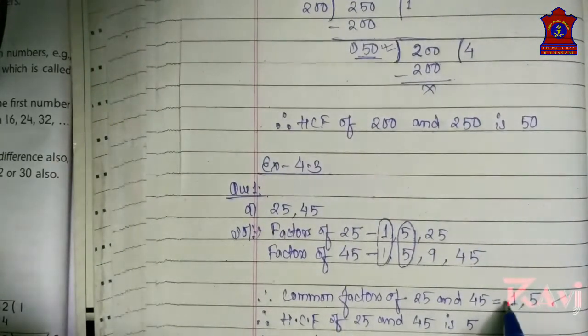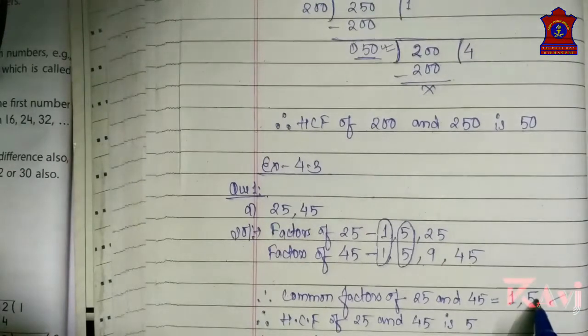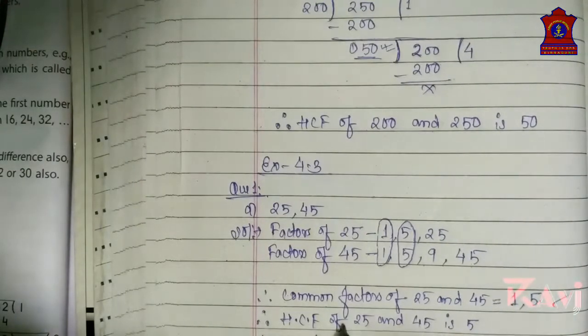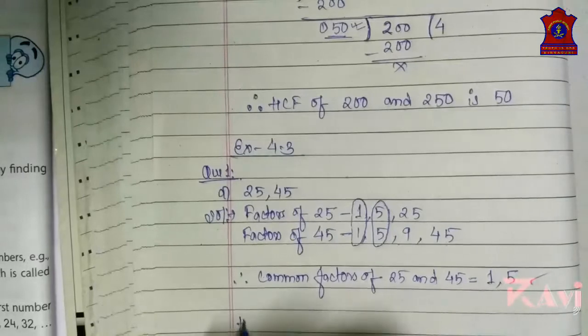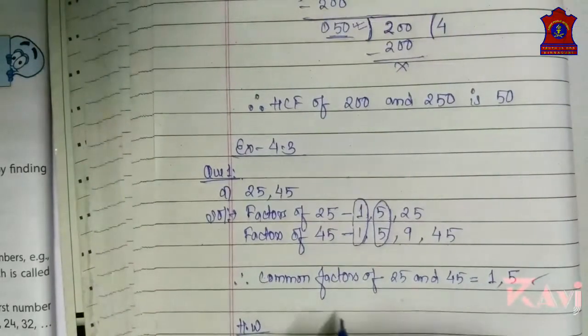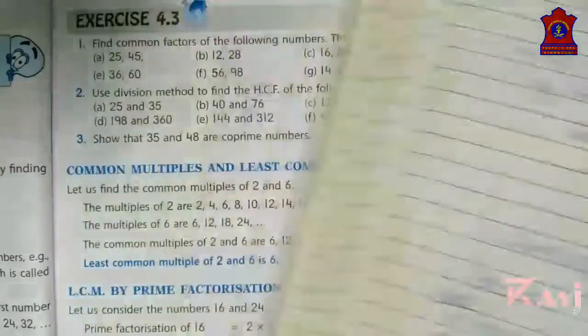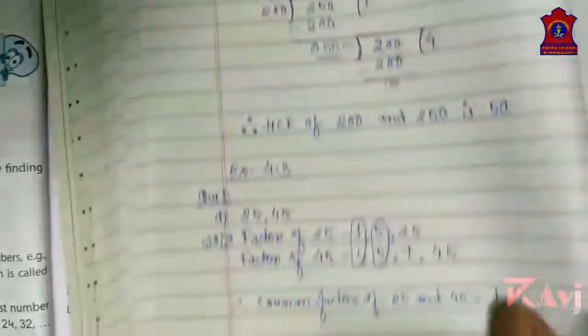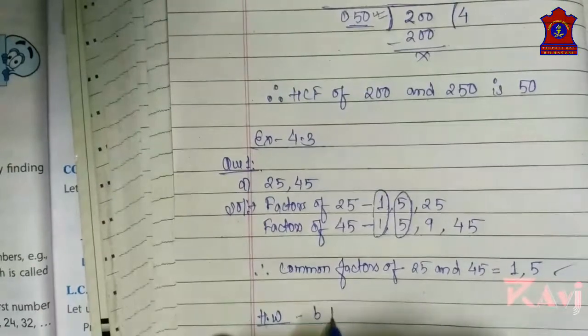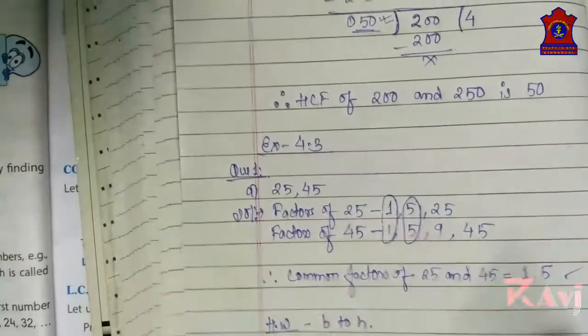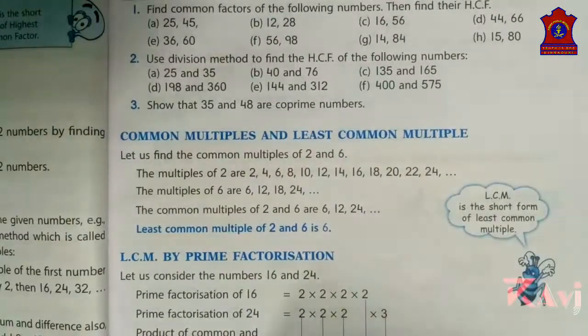See here, which is greater among these two? 5 is greater. Therefore, HCF of 25 and 45 is 5. Okay, so it's very simple. The rest of all is homework for you. Homework is B2H. Clear? Next is question number 2.